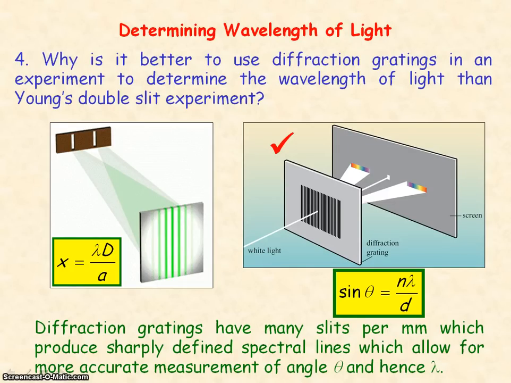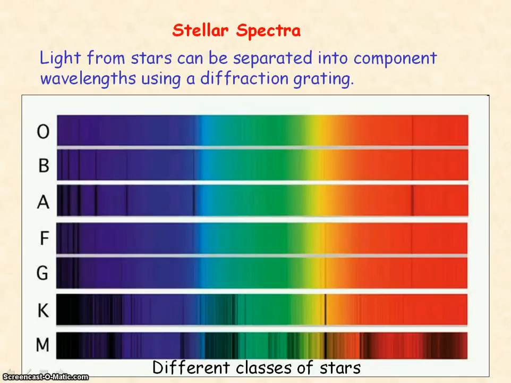So you're probably wondering, well, that's all well and good, but what other use do diffraction gratings have? Well, the light from stars and galaxies can be analysed using a diffraction grating. So these are spectra from different types of stars, and stars are classified according to their spectrum. The Sun is a G-type star, so the spectrum of its light would look like this.